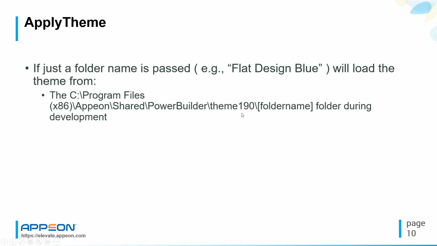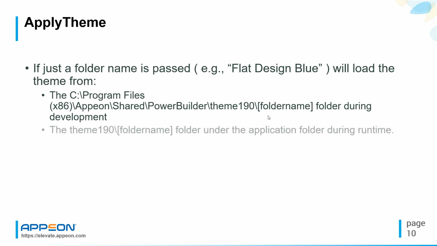So in development, like I said with the application properties, and this is true with the application properties as well, if you say Flat Design Blue, either in the application properties or in the apply theme, in development, it will look in the shared PowerBuilder theme 190 folder for that folder name. But at runtime, it will look for a theme 190 folder underneath your application folder, and look for the folder name there. So if you simply want to deploy your themes underneath your application, and we'll get into this when we talk about deploying your themes, this works just fine. You just give it the folder name, and your theme will work.